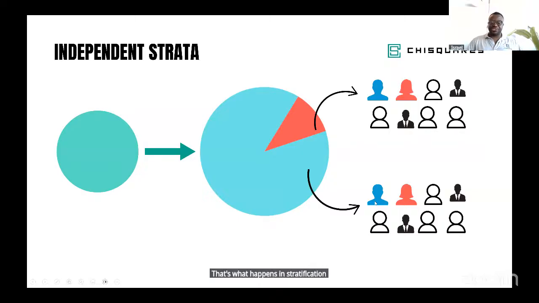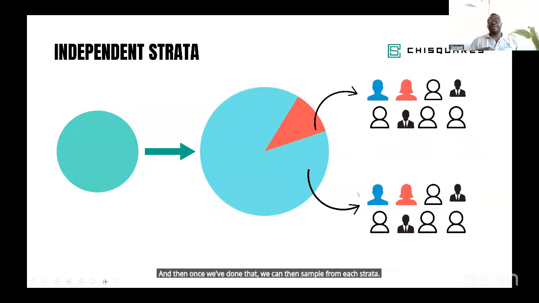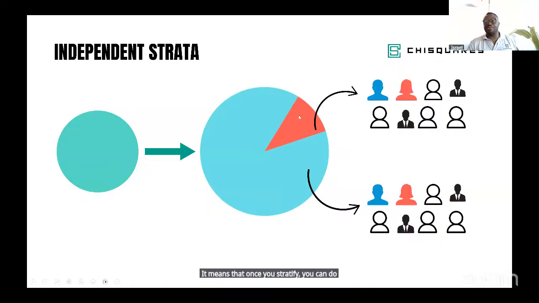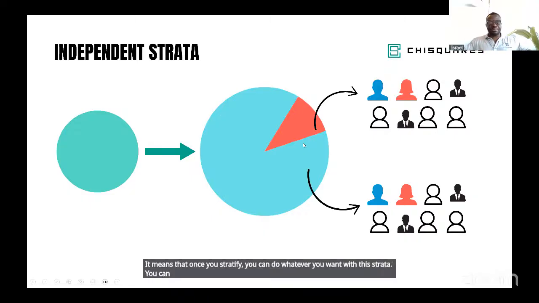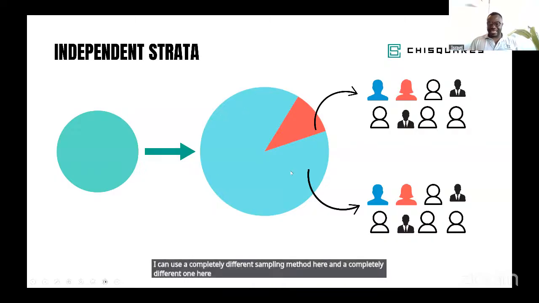We divide the population into mutually exclusive groups. What that means is that an individual can only belong in one stratum. And then once we've done that, we can sample from each strata. The beautiful thing about stratification is that it allows us utmost flexibility. It means that once you stratify, you can do whatever you want with these strata. You can think of strata as completely different populations. I can use a completely different sampling method here and a completely different one here. But the rule is that if you stratify, you must sample from each one.